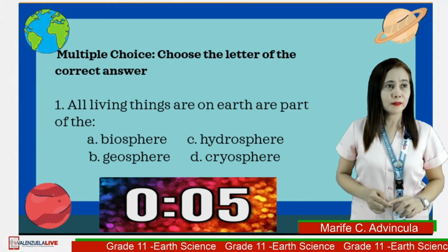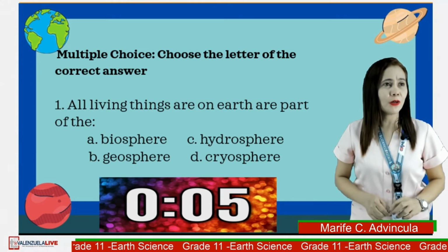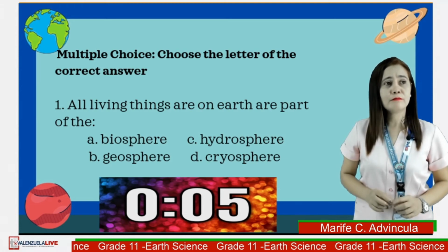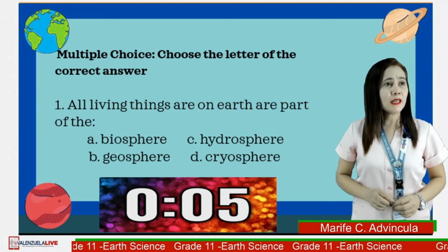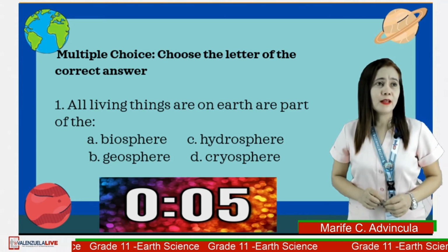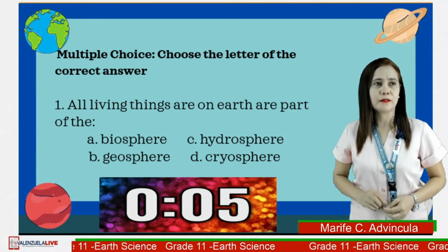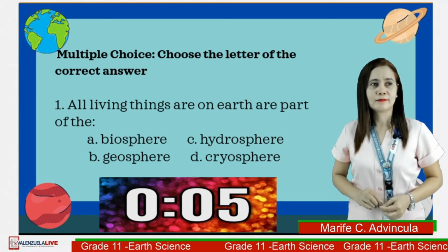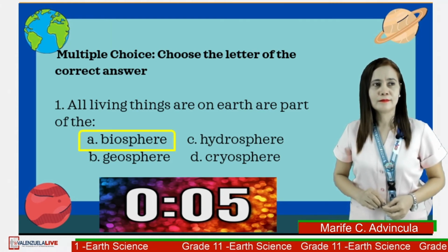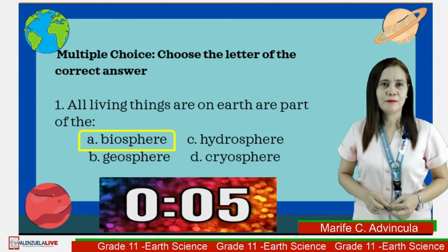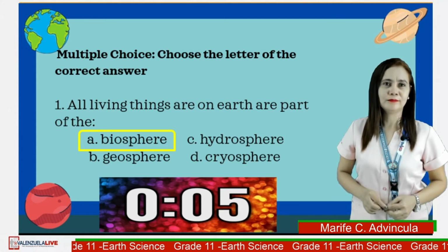Okay, number 1. All living things on Earth are a part of the A. Biosphere, B. Geosphere, C. Hydrosphere, and D. Cryosphere. Okay, the answer is biosphere. Okay, for the next question.